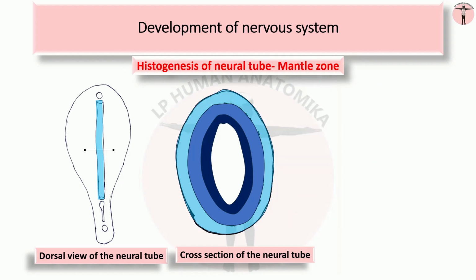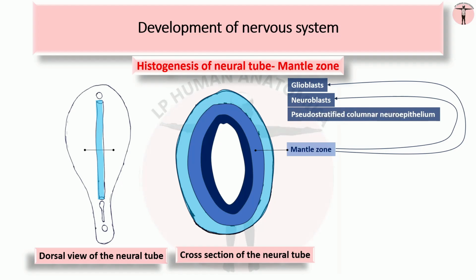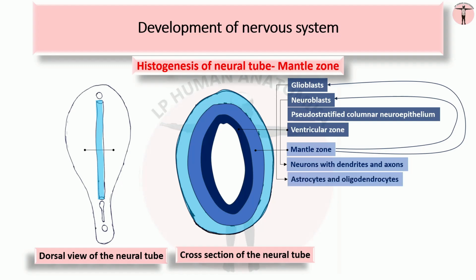Intermediate or mantle zone. The intermediate zone or the mantle zone contains neuroblasts and glioblasts derived from the pseudostratified columnar neuroepithelium of the ventricular zone. The neuroblasts differentiate into neurons with dendrites and axons. The glioblasts migrated into the intermediate zone differentiate into astrocytes and oligodendrocytes. Hence, the mantle layer develops into the gray matter of the central nervous system.